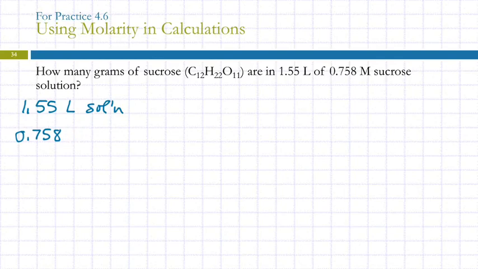Write what it means, moles per liter. So this is 0.758 moles per liter. Now this looks like a conversion factor. And so which of these numbers am I probably going to start with? The liter. This has a per in it, moles per liter. That's my conversion factor. This is where I'm starting. And the question is, how many grams of sucrose? So how many grams of sucrose?